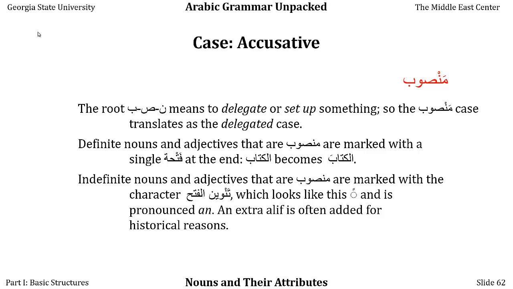Indefinite nouns and adjectives that are mansub are marked with the character tanween al-fath, which means putting an N on the fatha, and it looks like this, a double fatha, and is pronounced an. We often add an extra alif to a word that is indefinite and in the mansub case for historical reasons. Basically, the Quran did it, so we do it in modern standard Arabic as well.